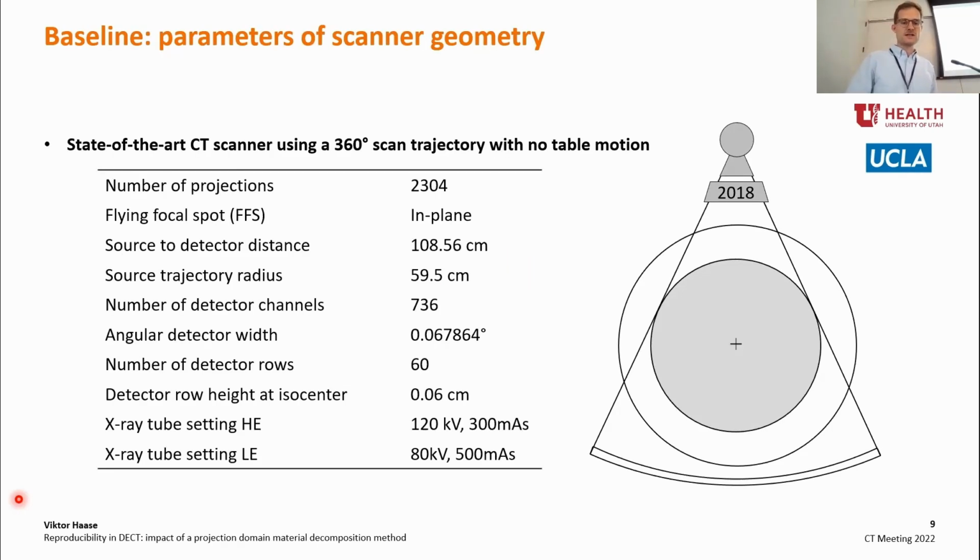These are the parameters of our scanner that we use. It's always a 360-degree scan trajectory with no table motion. And maybe I just want to point out for the high and the low energy scan, we have this pair of 120 and 80 kV.